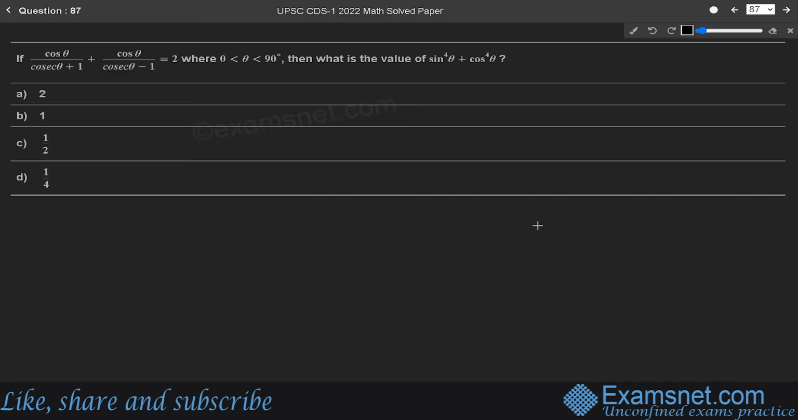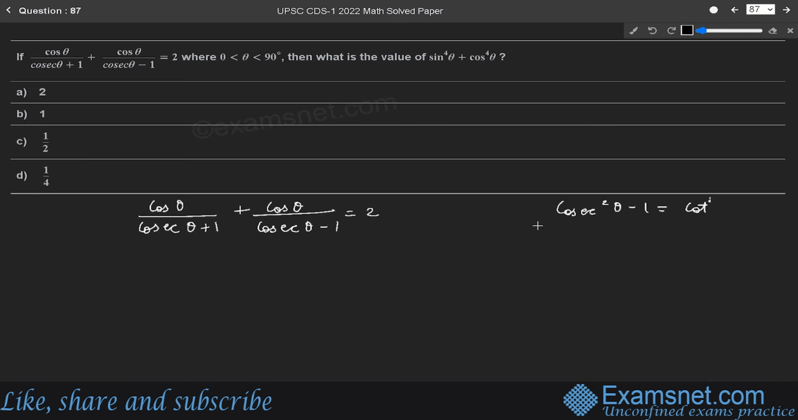Next question is: if cos theta upon cosec theta plus 1 plus cos theta upon cosec theta minus 1 is equal to 2, where theta lies between 0 and 90 degree, then what is the value of sin power 4 theta plus cos power 4 theta? It is a question from trigonometric functions, and we have to use a concept here, which is cosec square theta minus 1 is equal to cot square theta.